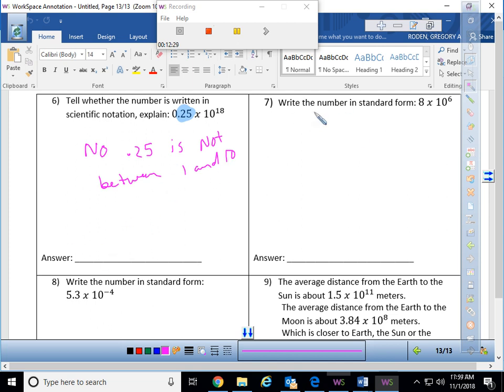Write this number in standard form. Well, that's easy. I just copy down the 8, and I know the decimal's right here, but it's 10 to the 6th, and since it's a positive 6, I'm going to scoop-de-loop 6 to the right. So 1, 2, 3, 4, 5, 6. So it's an 8 with 6 zeros after it. So I believe this would be 8 million.